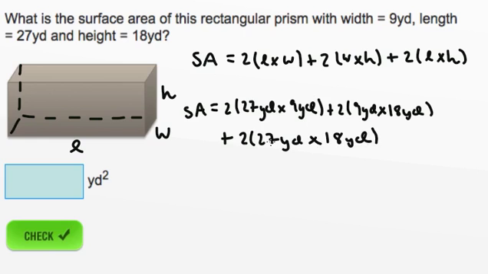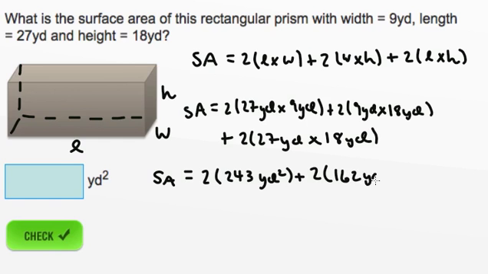Now all we have to do is simplify the equation. Let's first multiply all the numbers together that are inside parentheses. If we do this, we'll see that the surface area equals 2 times 243 square yards plus 2 times 162 square yards plus 2 times 486 square yards.